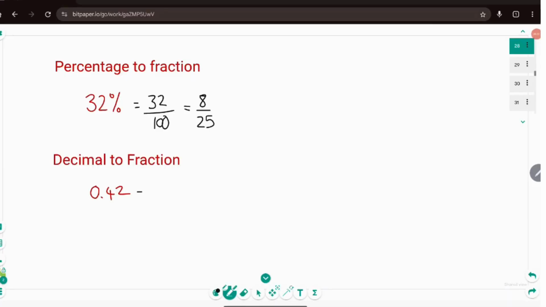0.42. Let's convert it to a percentage first by multiplying it by 100, 42%. Then I'm going to convert it into a fraction. 42% means 42 out of 100. And then I'm going to use my calculator again to simplify, just as I showed you in the previous example, 21 over 50.